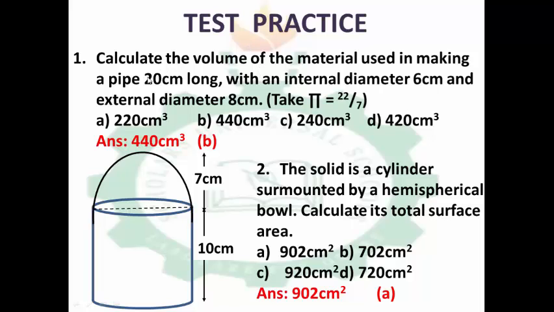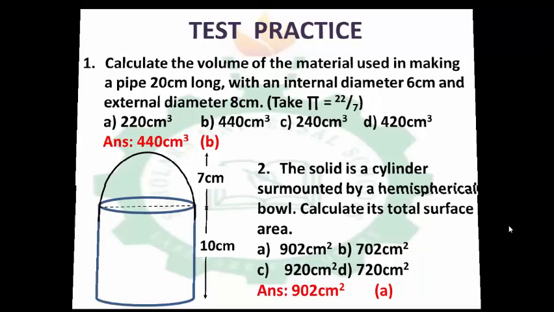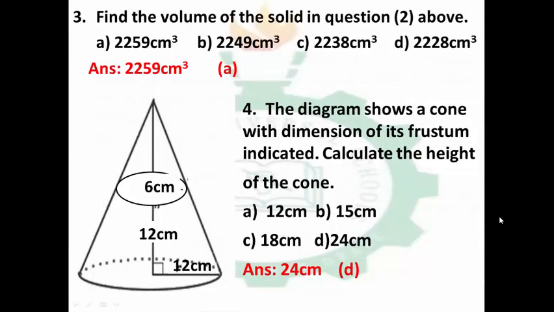Then 3 says find the volume of the solid in question 2 above. Then 4, the diagram shows a cone with dimension of its frustum indicated. Calculate the height of the cone. Then 5, the diagram shows a pyramid standing on a cuboid. The dimensions of the cuboid are 4 meters by 3 meters by 2 meters, and the slant edge of the pyramid is 5 meters. Calculate the volume of the shape.